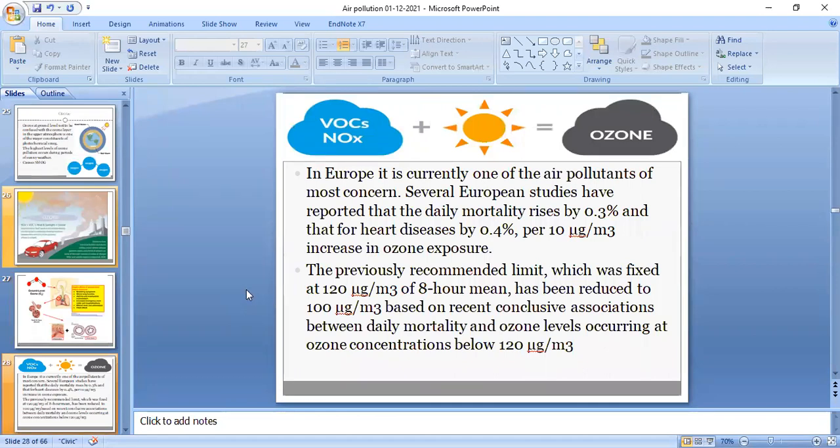In Europe, it is currently one of the air pollutants of the most concern. Several European studies have reported that daily mortality rises by 0.3% and that for heart disease by 0.4% per 10 microgram per meter cube increase in ozone exposure.